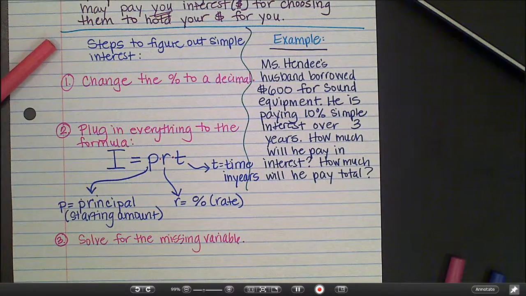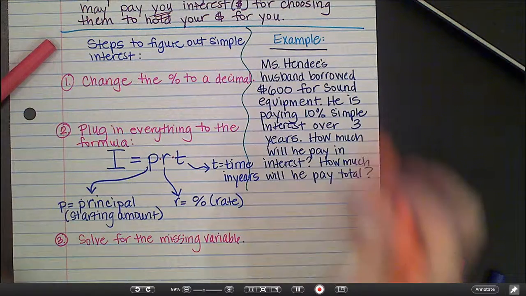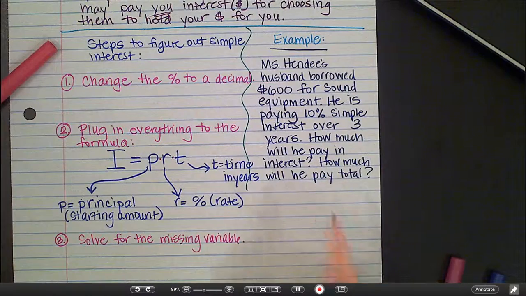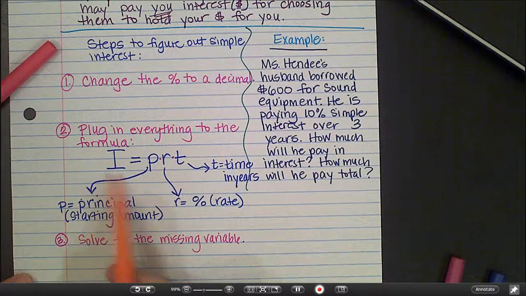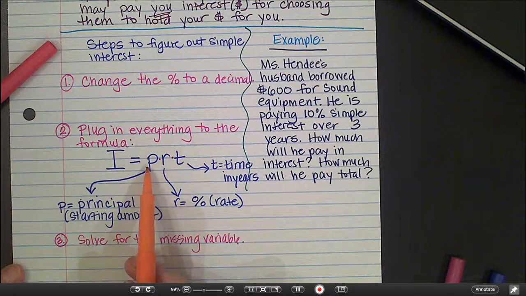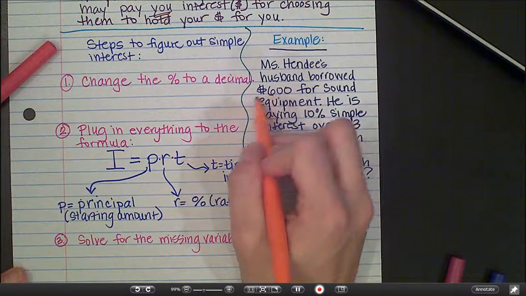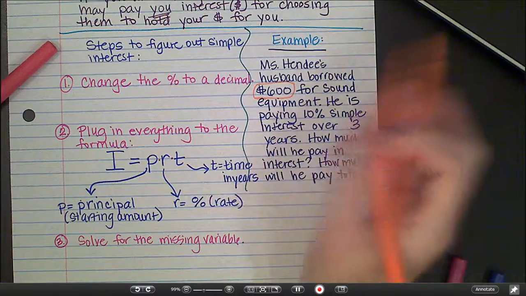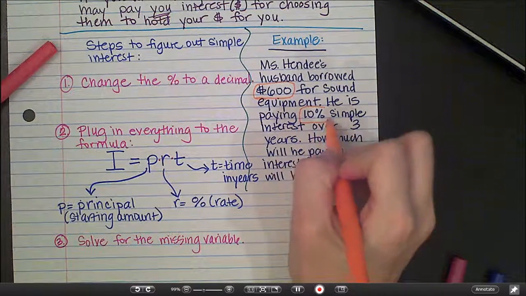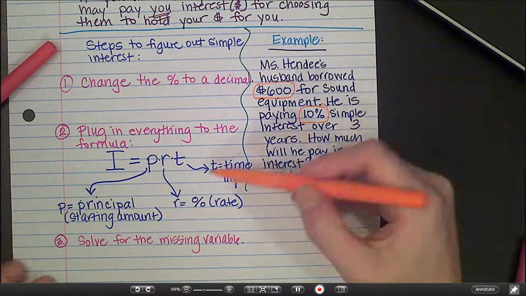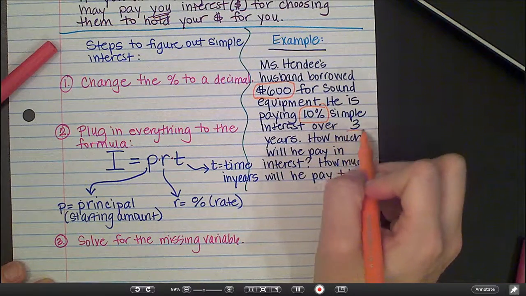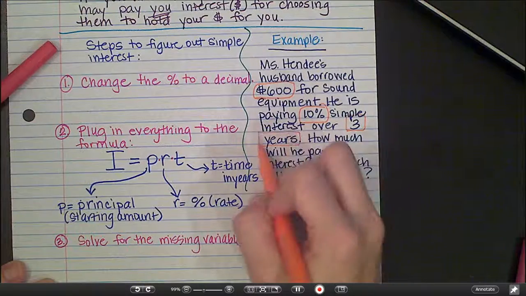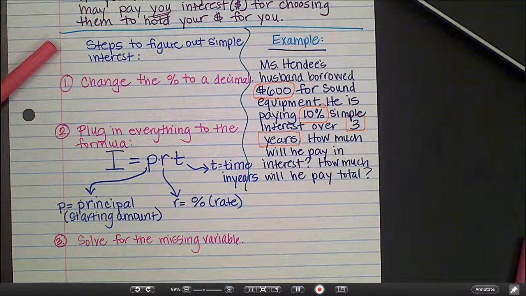Okay. So the first thing we want to look at, thank you, Miss Hendee, for that question, is we want to identify what everything is. So let's see. We don't know the interest, but we do know the principal, which is the starting amount. So how much did he borrow? Well, he borrowed $600. The rate is your percentage, which is 10%. And then T is the time, which is how many years.